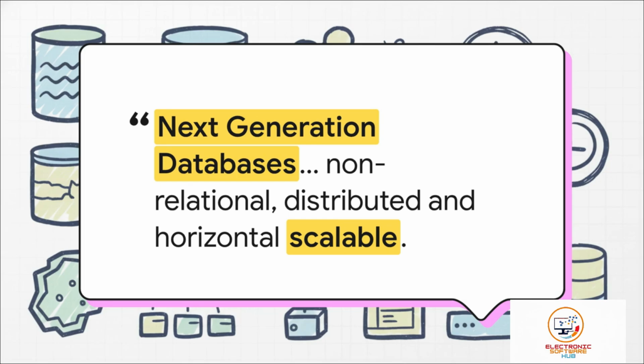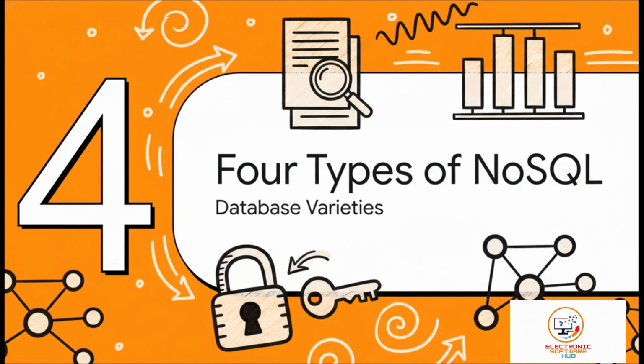They basically called these next-generation databases custom-built for web scale. Pay attention to the keywords here: non-relational, distributed, and horizontally scalable. Plus, they are schema-free, they run on simple APIs, and they are built entirely on that eventually consistent BASE principle we just mastered. And finally, Section 4, the 4 types of NoSQL.